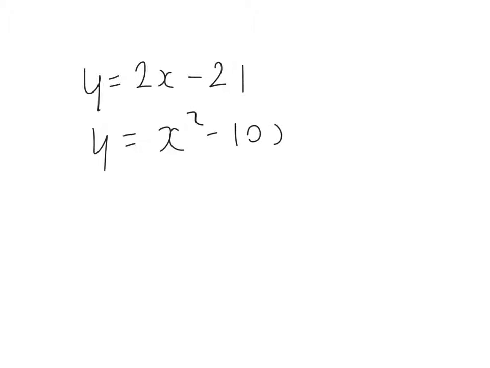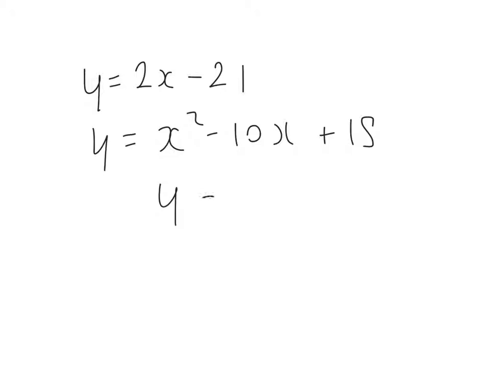Okay, we're going to work through some more discriminant problems. The next being, show that the line y equals 2x minus 21 is a tangent to the parabola y equals x squared minus 10x plus 15.